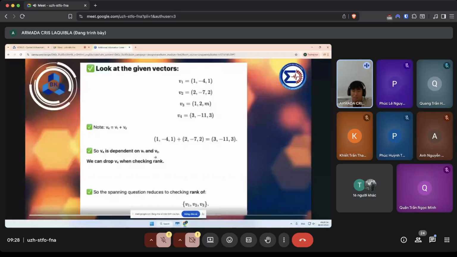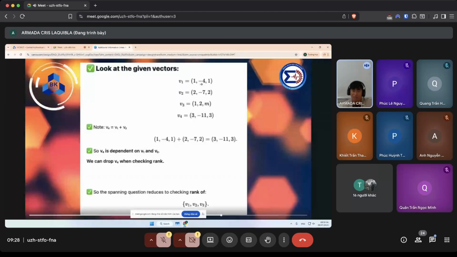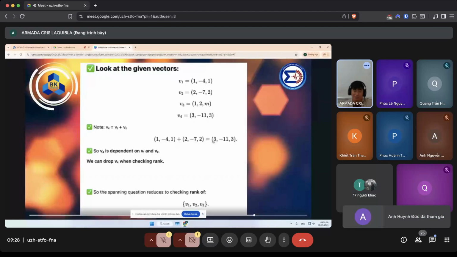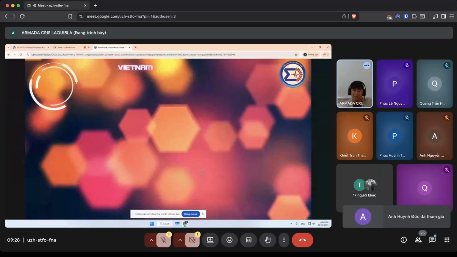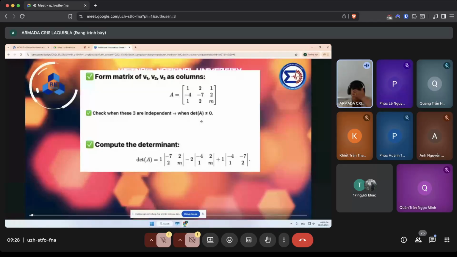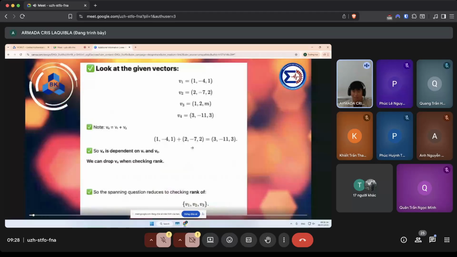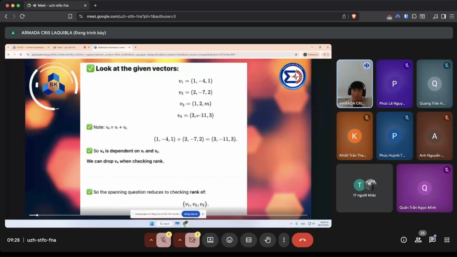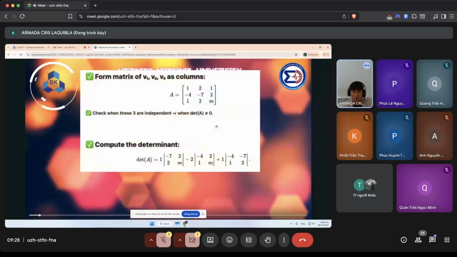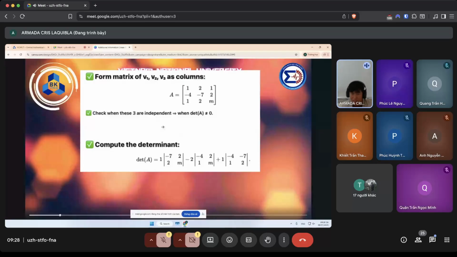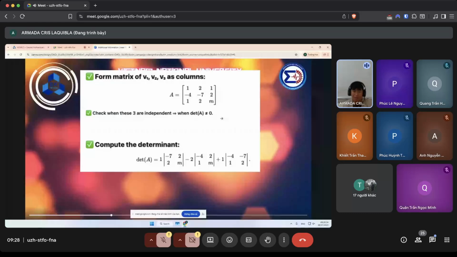Okay, so as you can see here, if you add it, this is 1 plus 2, it's 3, -4 plus -7 is -11, and then 1 plus 2, it's 3. So it's equal to v4. So we can drop v4 when checking rank. Okay, so we only use v1, v2, v3, and write them in a matrix. So first, you write the v1 in the first column, the numbers here. v2 second column, and your v3, 1, 2m will be in the third column. So here, the determinant must not be equal to 0 so that it will span the R3 there.